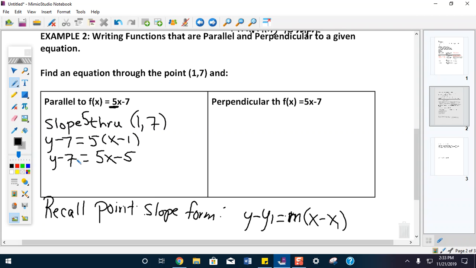Now, one thing I want you to pay special attention to: a lot of the things that we do in here are going to be consistent with function form. So instead of leaving that as y equals, you're probably going to want to say this is f of x equals. So guys, this is the condition right here for writing a parallel line to 5x minus 7.